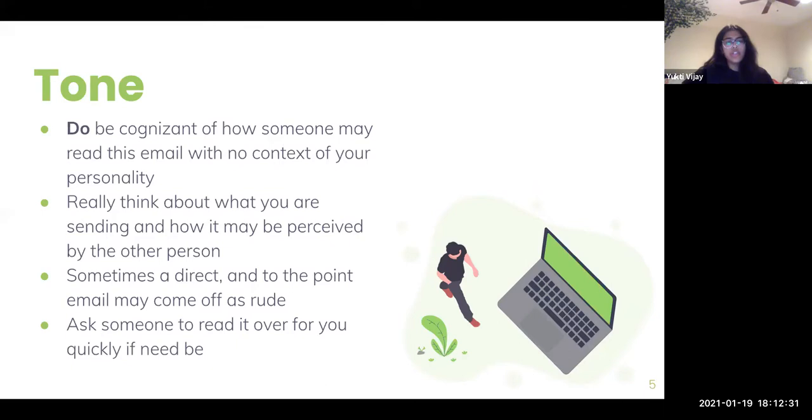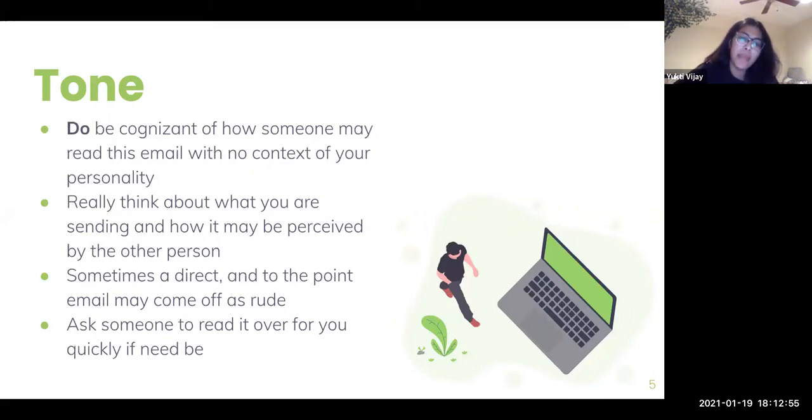So you really want to think about what you're sending and how it's going to be perceived by the other person. And if you do end up sending a direct email, sometimes it comes off as rude, and you want to really avoid that, especially when you're talking to someone of higher authority than you in a company, or a professor. Obviously it's a professor student relationship.